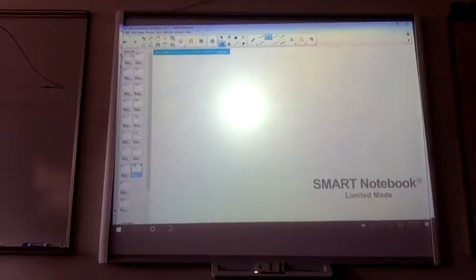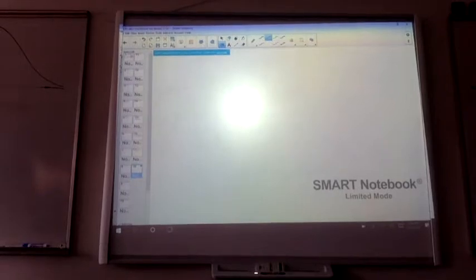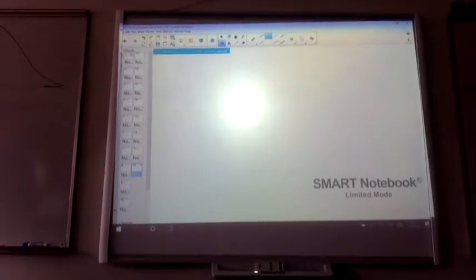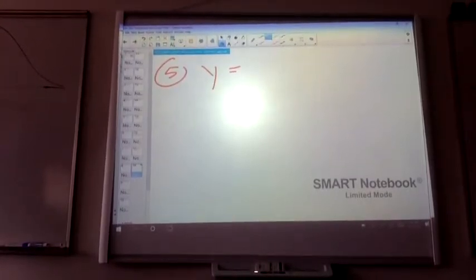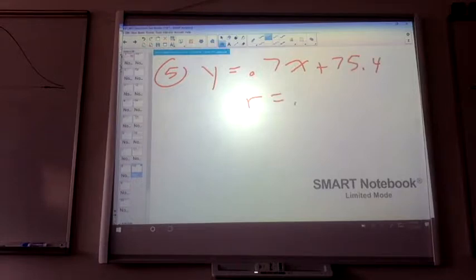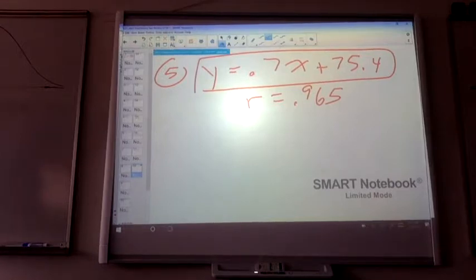Stat, calculate. All right, I found for number 5, by plugging the data in, I got a linear equation of 0.7x plus 75.4. I have an R value of 0.965, so that's pretty good. All right, so use a calculator to find the line of best fit. This is my line of best fit. Okay. Correlation coefficient, there we go.